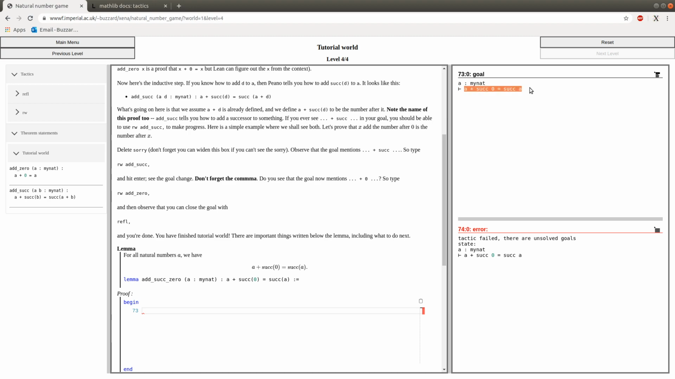And this is what we've got to prove. We've got to prove that A add the... So the successor of 0 is 1, obviously. So we've got to prove that A add 1 is the number after A.